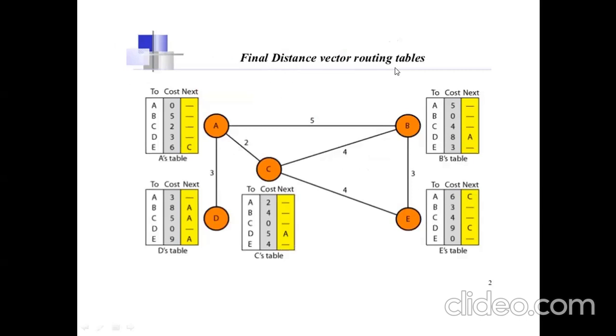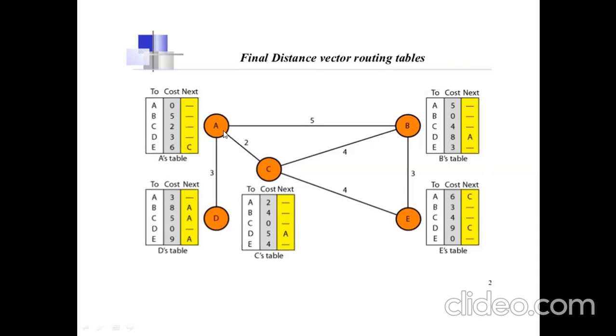Here let us take one example: how the final distance vector routing tables are going to be calculated. As per this table, how many nodes are there? Totally A, B, C, D, E, so we have 5 nodes. Next to each node, one table is created. That table identifies the cost of that node, for example A to A, A to B, A to C, like that.